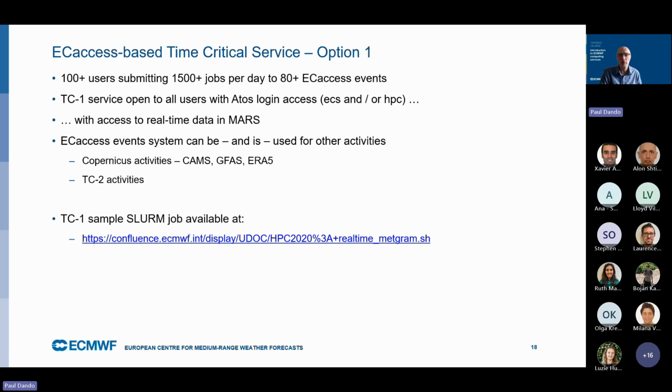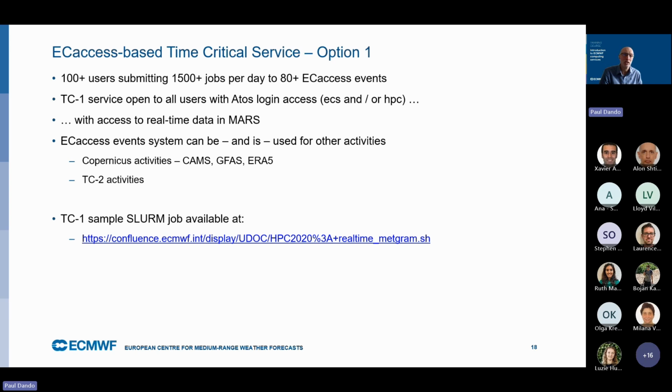As I mentioned before, you really need to have access to the real-time data in Mars to be able to use this effectively, unless you're using it, for example, to get the ERA 5 data, or possibly you can be getting the previous day's analysis, a day late. You could use it for that. It's not just used for ECMWF's operational forecasts. It's also being used for Copernicus activities.